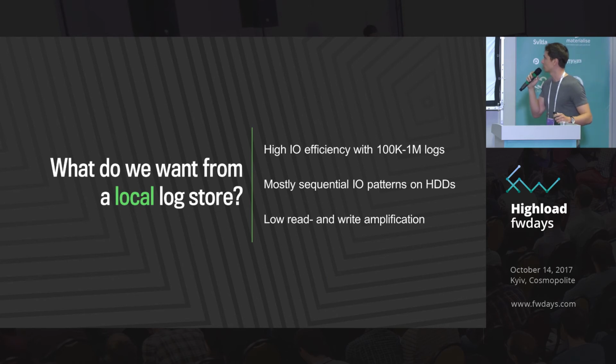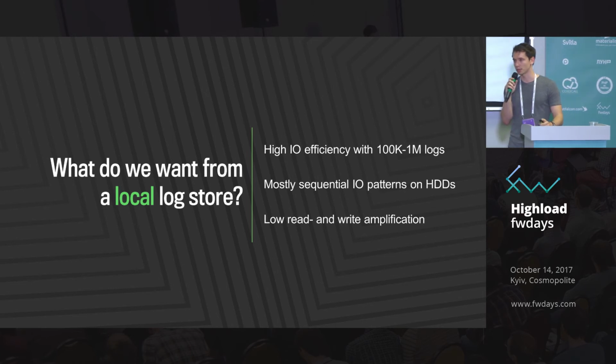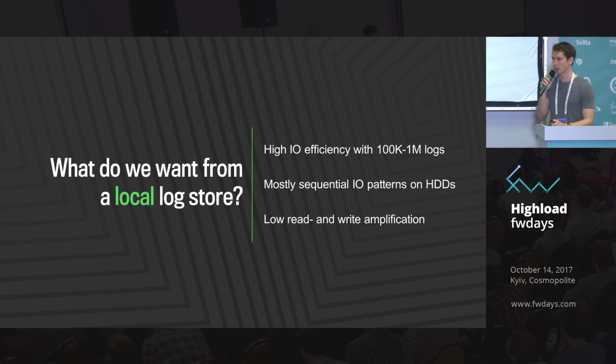So which features do we want from a local log store? Of course, high I/O. Everyone wants this. Mostly sequential I/O patterns on a disk, because our records are sequential data. During reads and writes, we want these operations to be sequential as well on the hard drive. Low write and read amplification, which means that we try to read and write as little as possible. Again, because we work with HDD mostly.